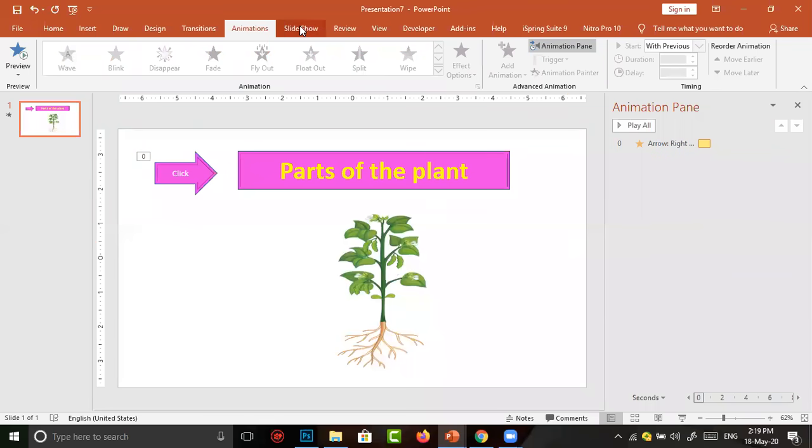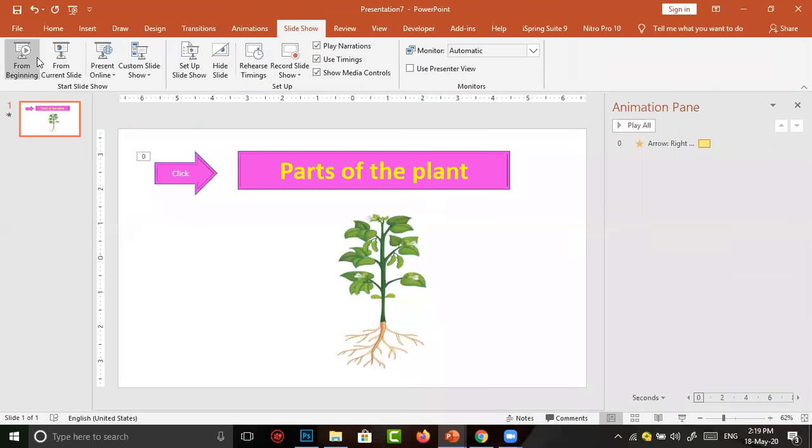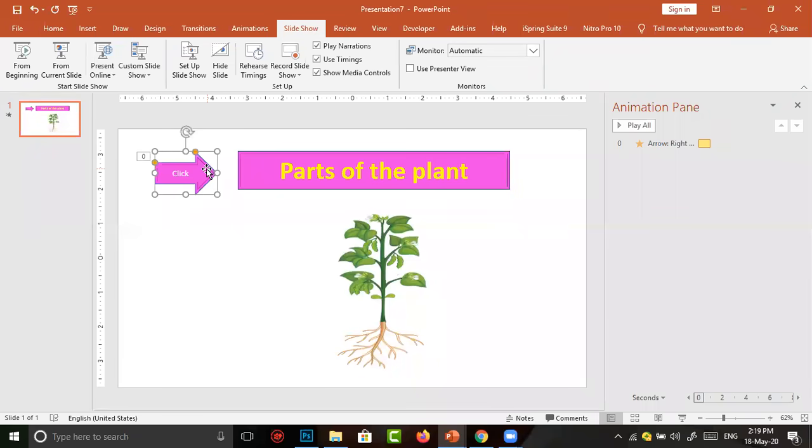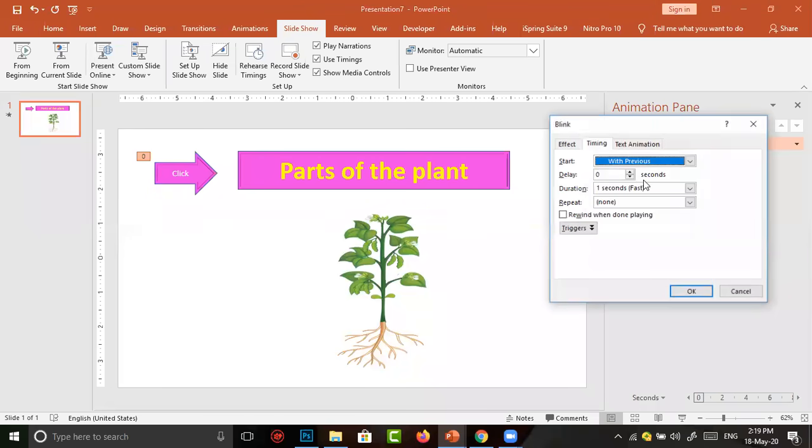Now we are going to see it in slideshow mode. It simply happened one time. I want to repeat it again. So go there, in timing, go to repeat, click on the down arrow, just click 2 or 3 times as we like. We can choose any option in that box. I am choosing until end of slide and then clicking on OK.